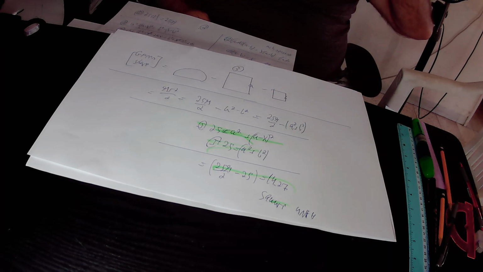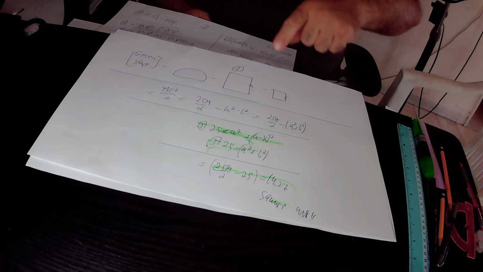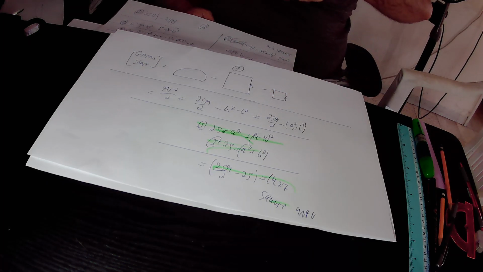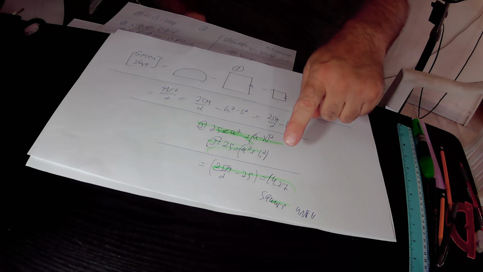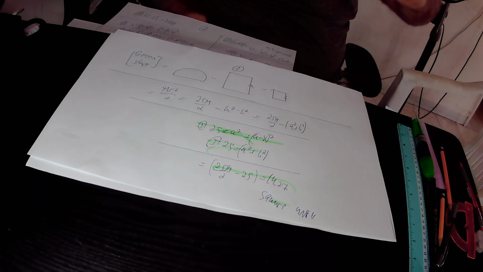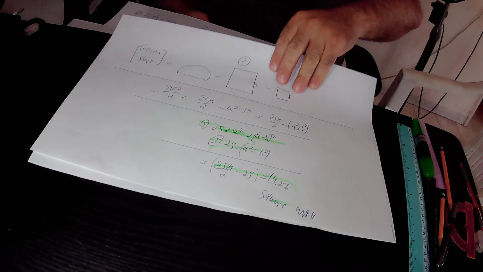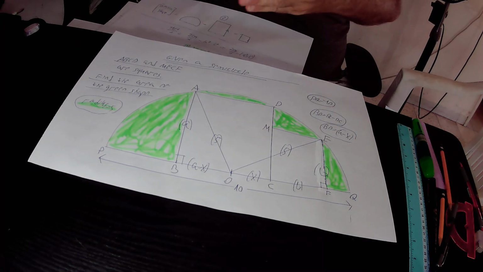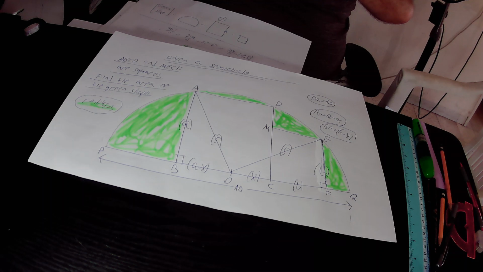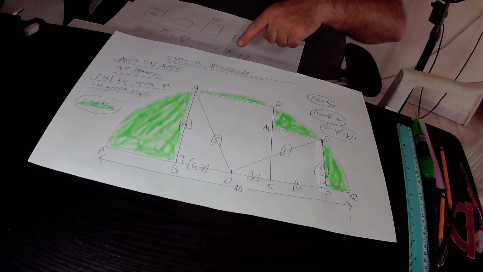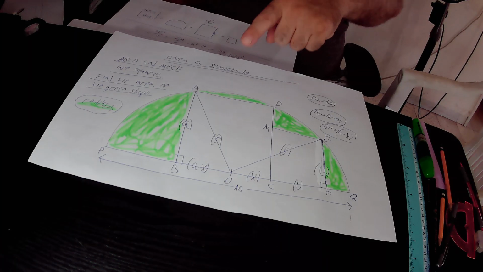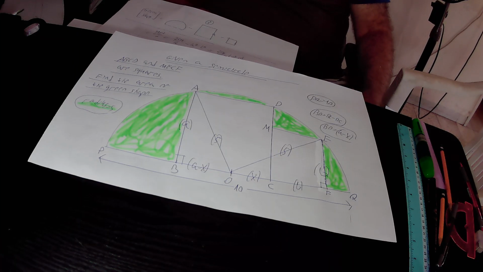So in total, the area of the green shape equals 25 pi over 2 minus 25 square units in its size. In terms of numbers, the value of this expression, 25 pi over 2 minus 25, is 14.27 square units in its size. Repeat again, the area of this green shape equals either 25 pi over 2 minus 25 square units, or in terms of numbers, 14.27 square units.